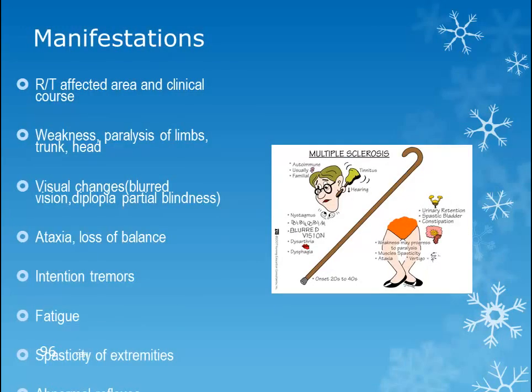Further manifestations of MS include weakness and paralysis of limbs, the trunk, and the head, visual changes, blurred vision, diplopia, partial blindness, ataxia, intention tremors to differentiate between resting tremors and Parkinson's, fatigue, the overwhelming hallmark of MS, spasticity of extremities, abnormal reflexes. And as you can see on the right hand side, there's a little cartoon exemplifying these manifestations.